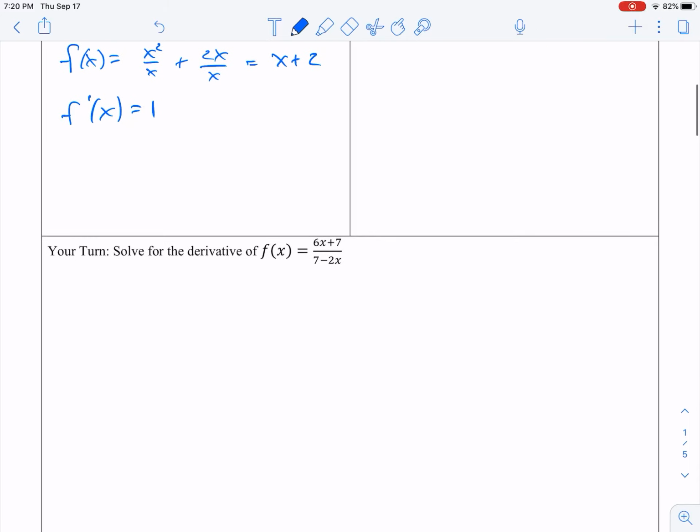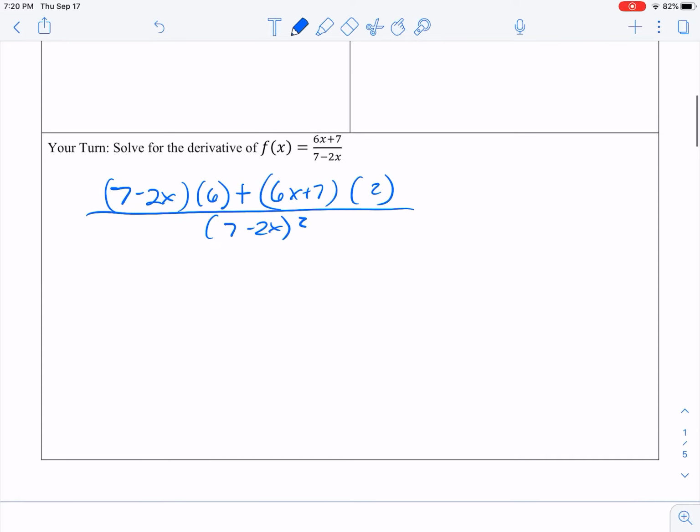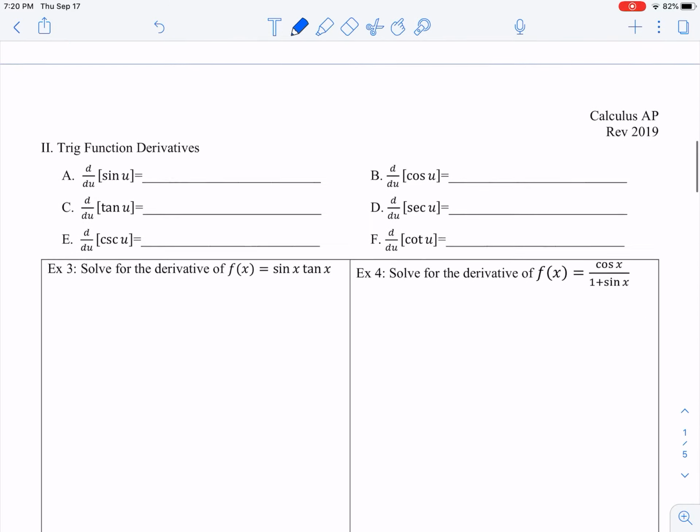Okay? Here's another one. Low d high minus high d low over low squared. And in this case, I would probably take this negative out and then change this to a positive, and then I don't think you're subtracting the 2. You know that you're multiplying it by a negative 2.